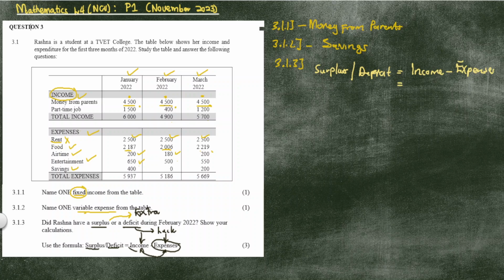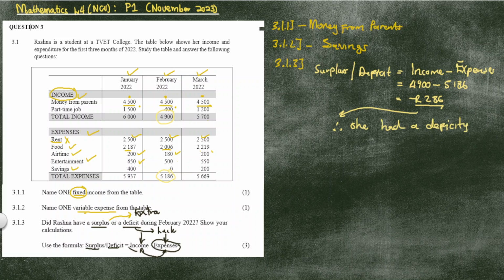What is the income? February, it's 4,900, minus the expenses in February, that's 5,186. So 4,900 minus 5,186 equals, I'm getting a negative 286. So we would conclude and say, therefore, she had a deficit.